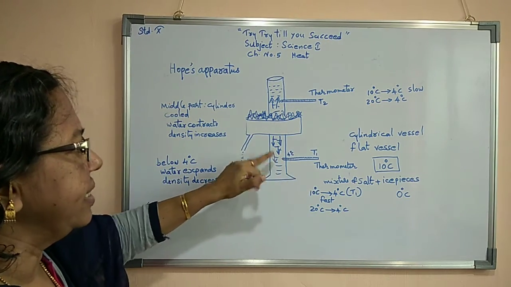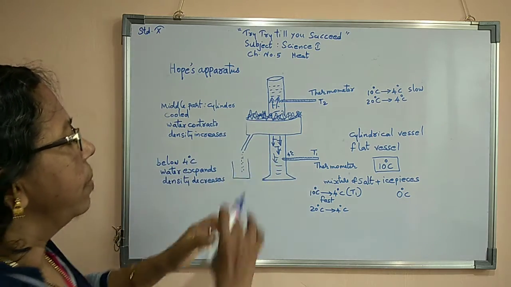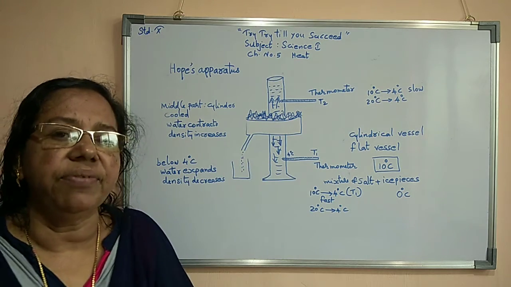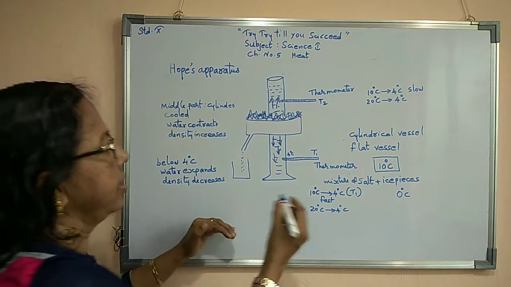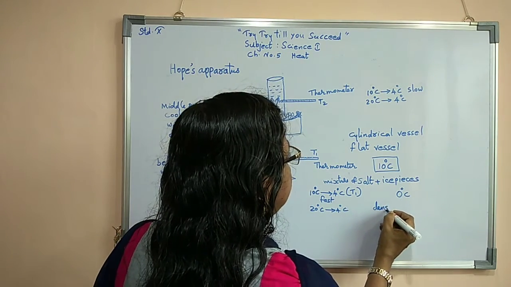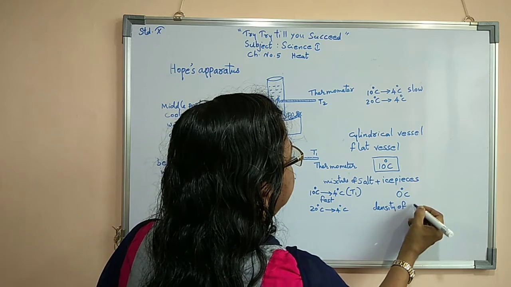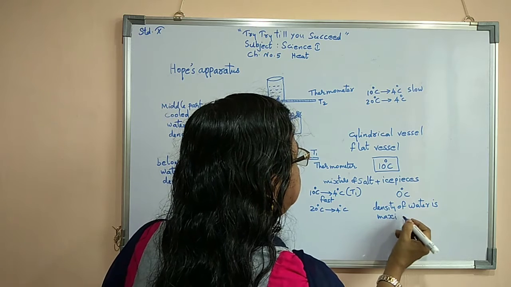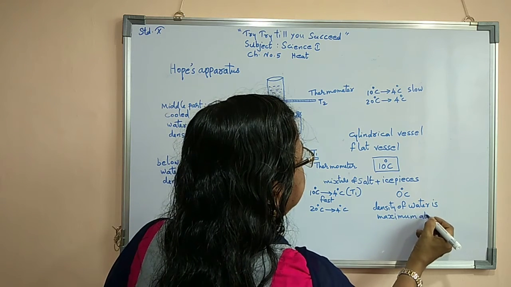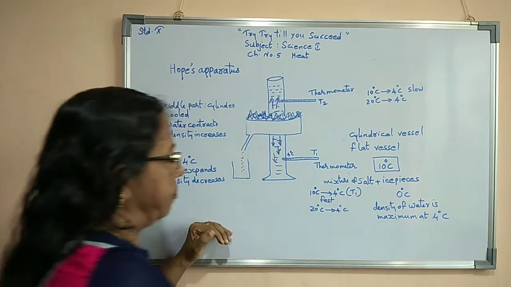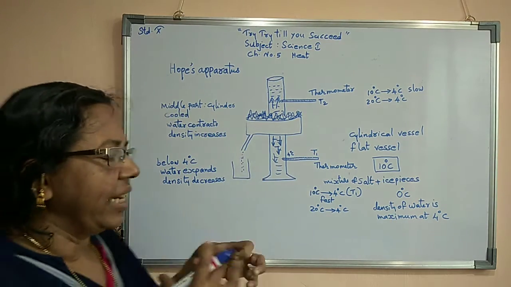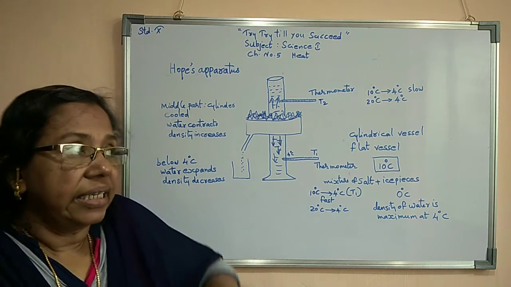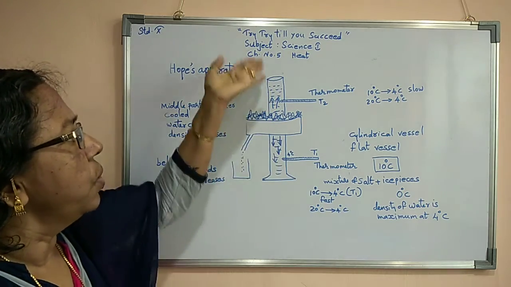Here, till 4 degrees Celsius, water became cool, but once it became 4 degrees Celsius, its density will be maximum. So the density of water is maximum at 4 degrees Celsius. Again it is getting cooled. Instead of contracting, water starts to expand, as well as its density decreases. As a result, the cooled water starts to move upward.